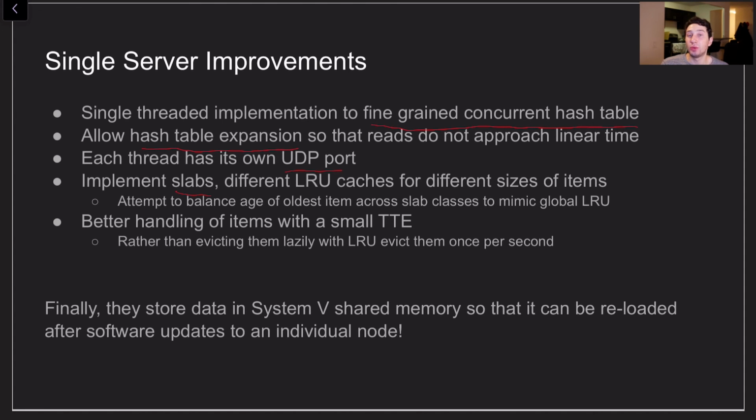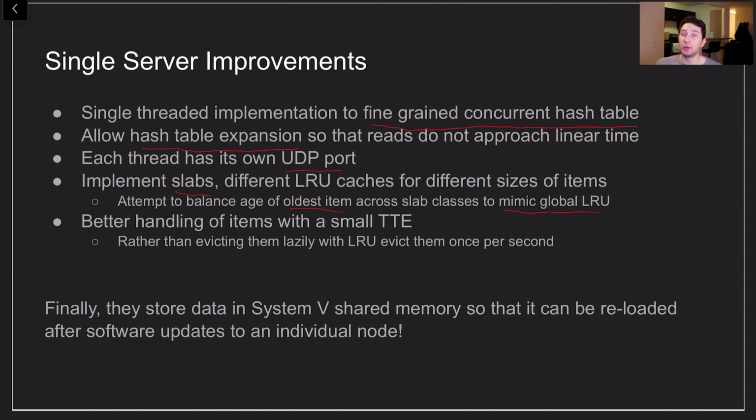And the idea there is to basically try and balance the eviction rates between all of those slab caches. Now, the way that they do that is effectively they try and balance the age of the oldest item, and this is going to allow them to basically mimic a global least recently used policy across all of those slab caches and/or slab classes, and it's just going to be more efficient.